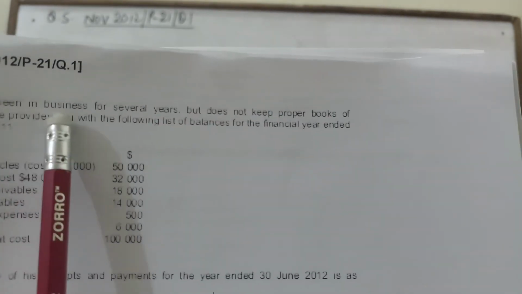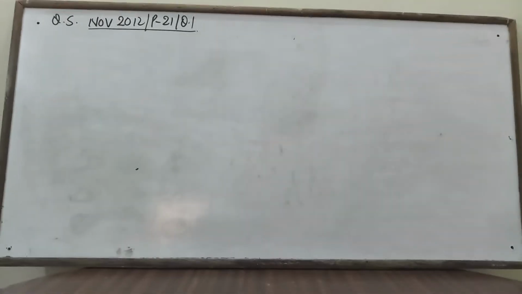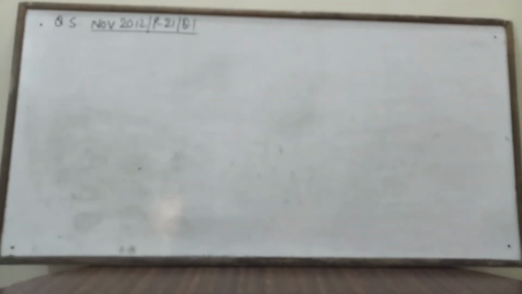Aziz has been in business for many years, but does not keep proper books of accounts. He provides the following information: a list of balances for the financial year ended 30th June 2011. He has provided you the following balances.